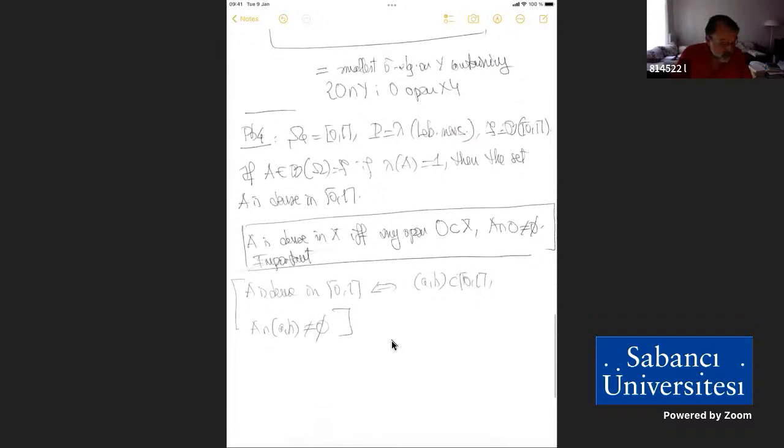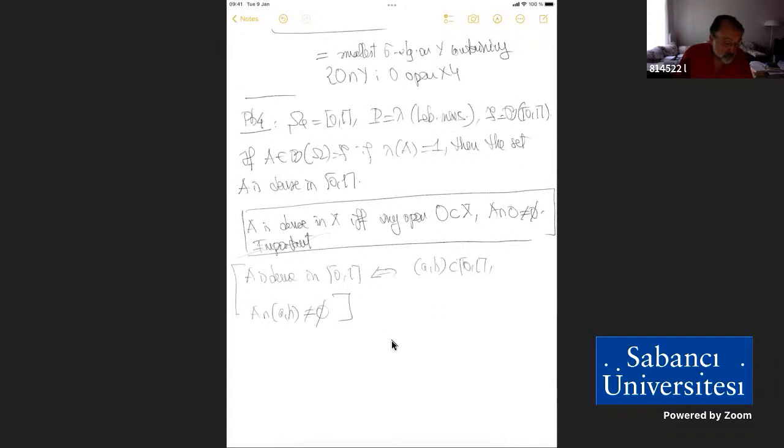Okay. Now, let us take any open subset of the unit interval. Let O be any open subset of the interval [0, 1]. So in particular, O may be an open interval. And suppose that A is not dense in the interval [0, 1]. Then there should be such an open set O such that O intersection A is empty. Just the negation of this.